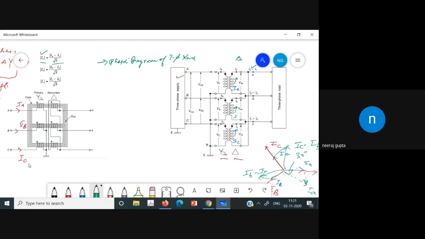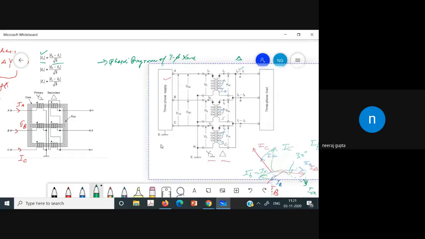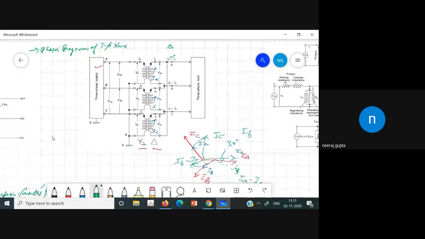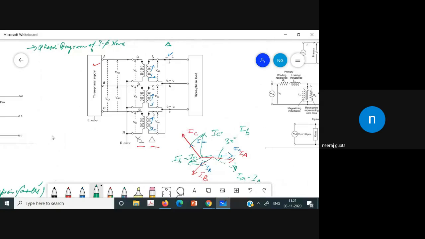What you have to do is first take the phasor diagram. You have to see the currents on the primary side. Then on the secondary side, you have to see what are the currents on that particular winding. So that is actually the phase current. Then we calculate the line current, and the line current can be calculated from that. And in this way, you can draw the phasor diagram. So this is the phasor diagram of a three-phase system.